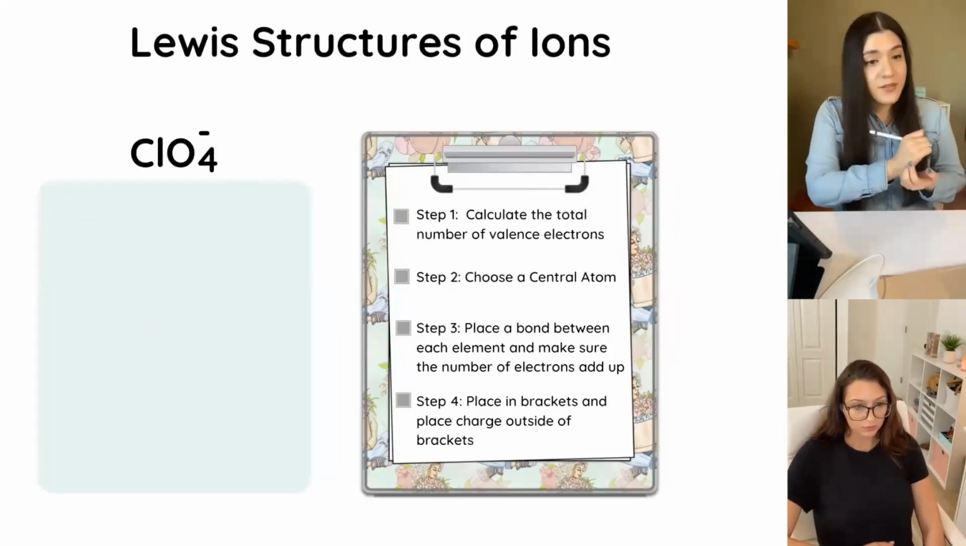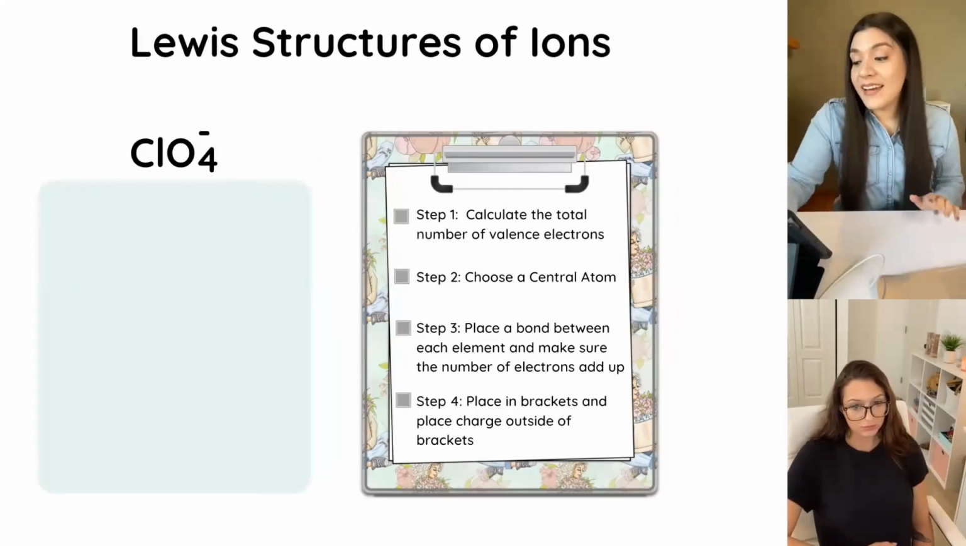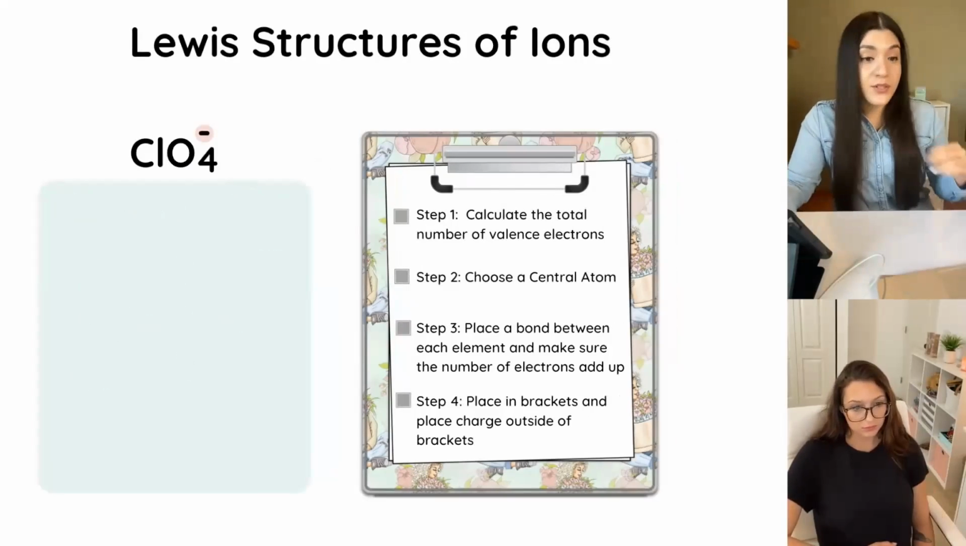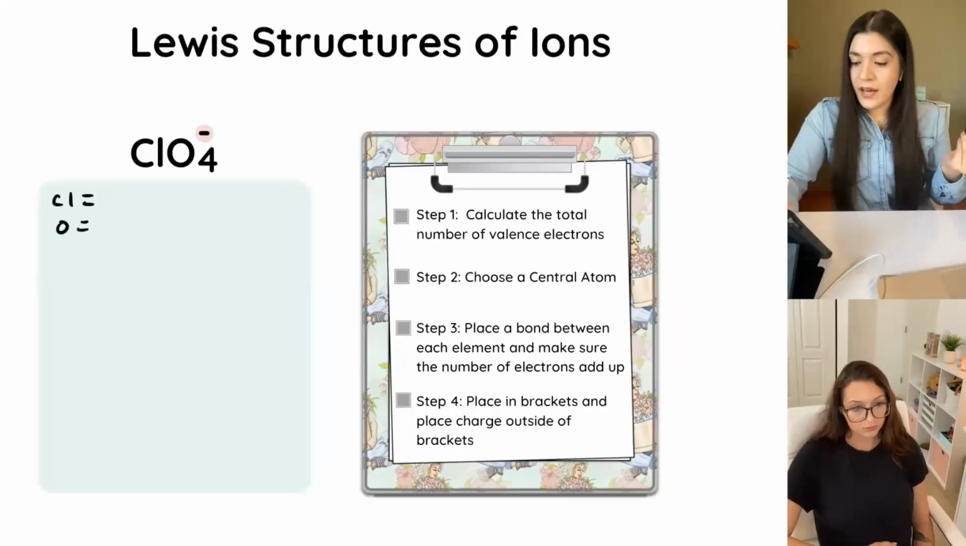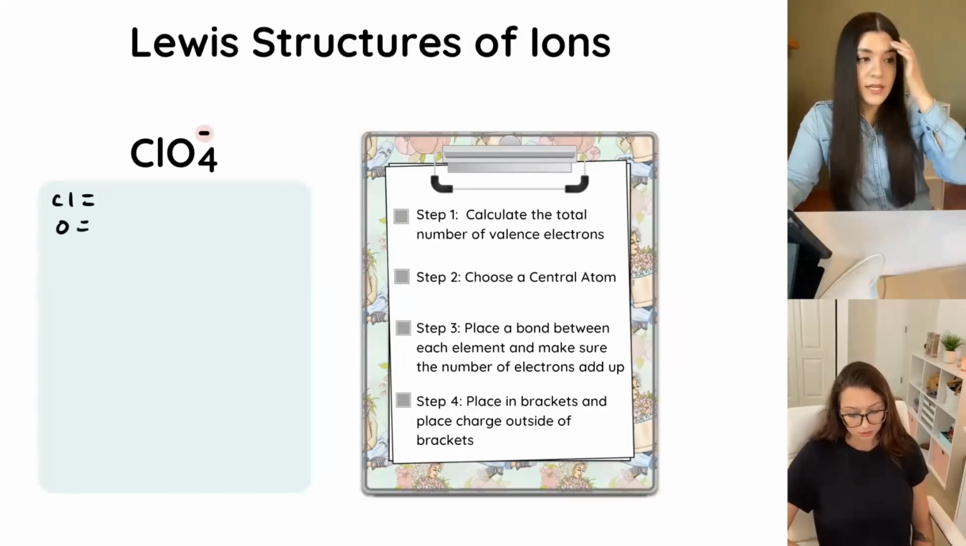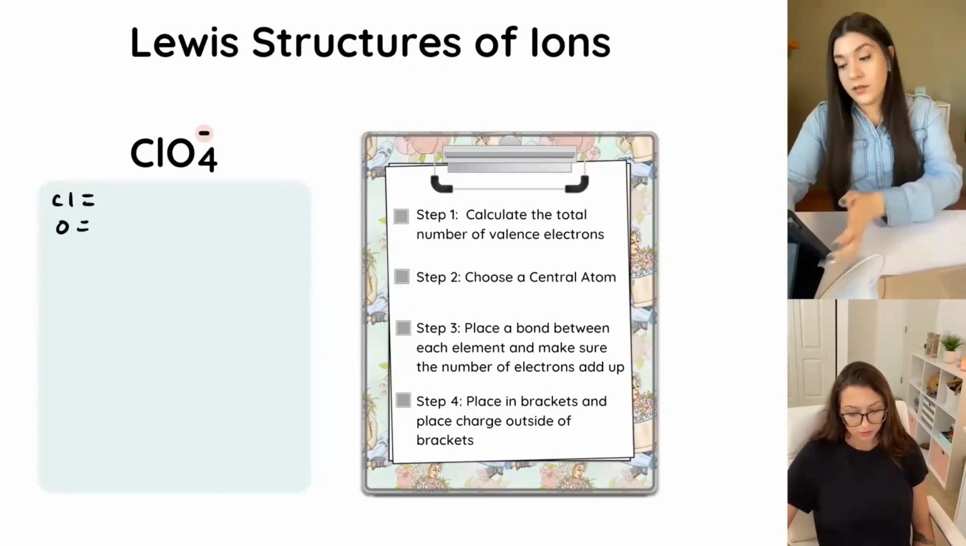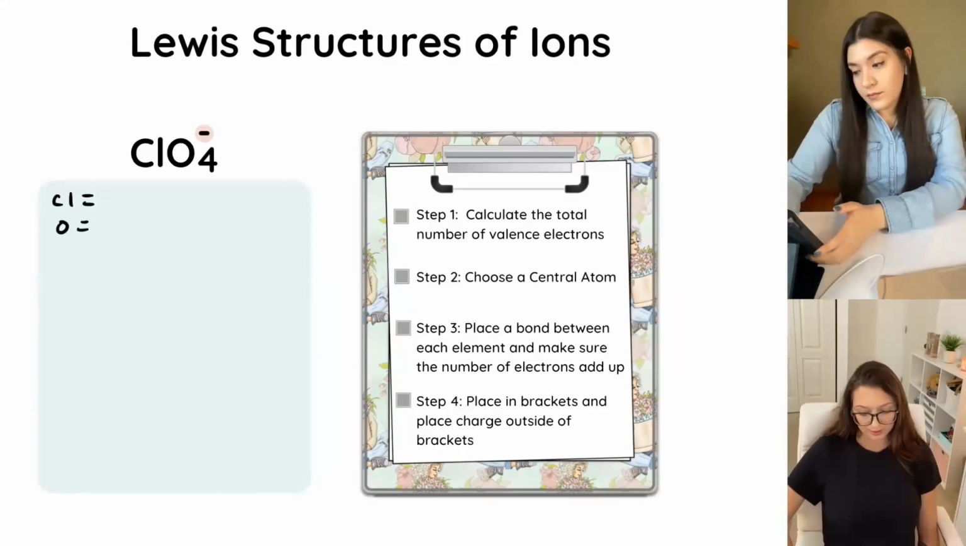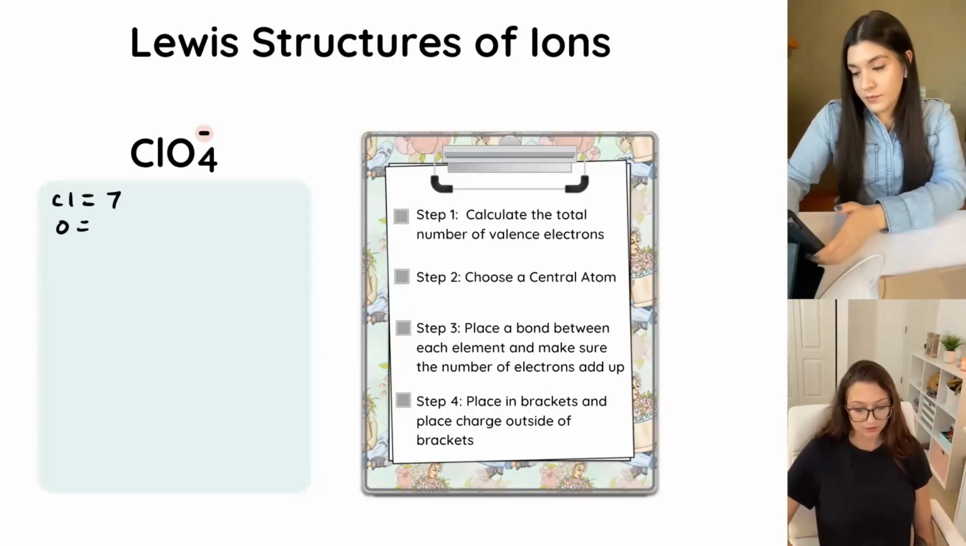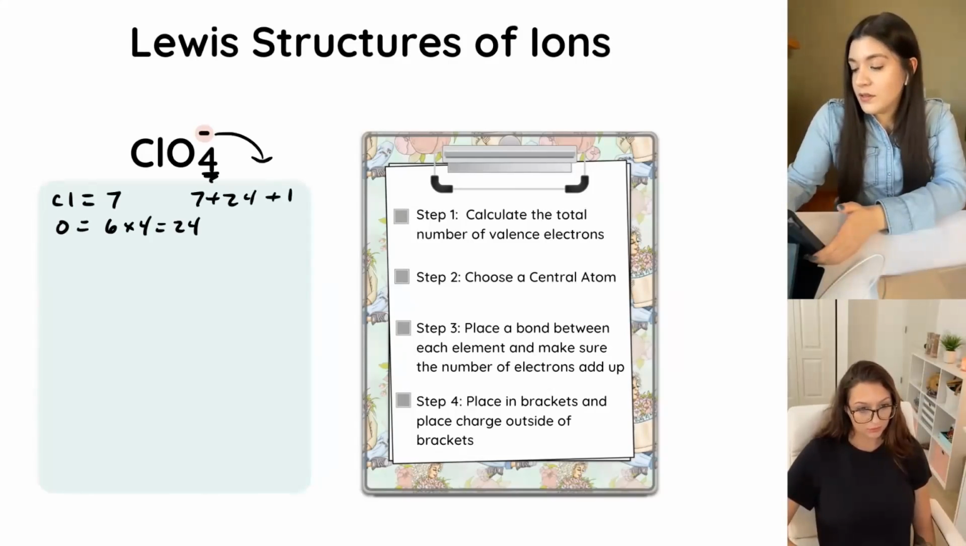We'll do the same thing for this next one. So now we have an anion, and I know that I'm actually going to add an electron. So go ahead and let's figure out again how many valence electrons we have. So how many valence electrons for chlorine? Chlorine has 7 and oxygen has 6. Good. And then multiply that by 4. Okay. And then I'm going to add 1 more electron. So 7 plus 24 plus this 1.